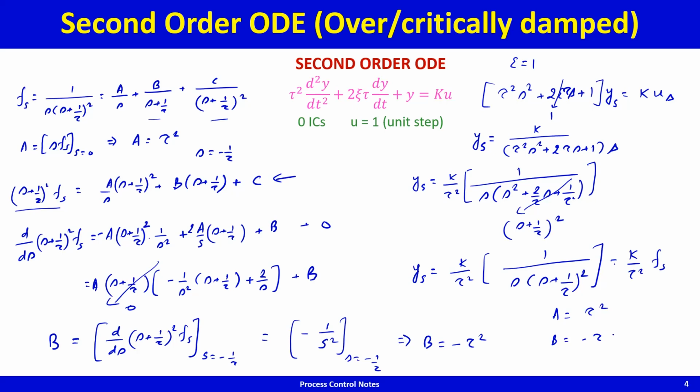Shucks, where did we get c? I don't remember. No, b is equal to minus tau square and c is equal to minus tau. I think that's what we got.